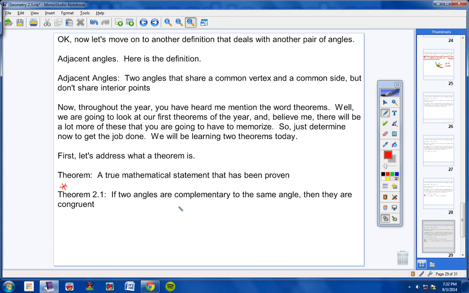But copy this in your notes. Theorem 2.1 reads, if 2 angles are complementary to the same angle, then they are congruent. So you can take that to the bank. It's true. It's a theorem. It's been proven, okay? And here it is again. Please copy this in your notes. If 2 angles are complementary to the same angle, then they are congruent. Now I'm going to pause while you write this down, and I'm going to show you what this means, okay? But go ahead and copy this down.